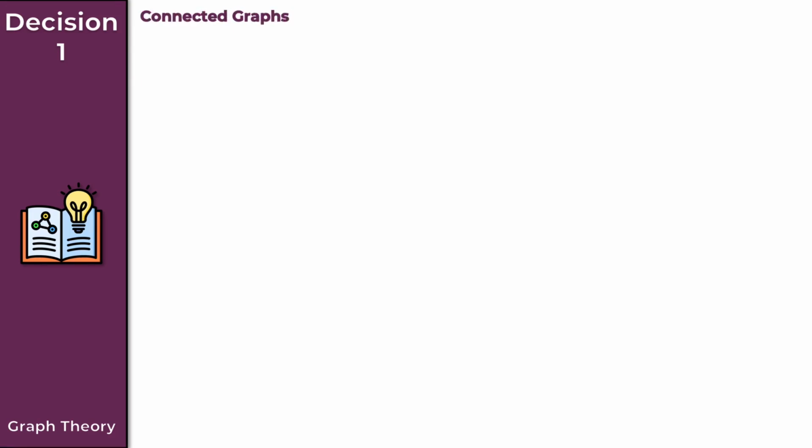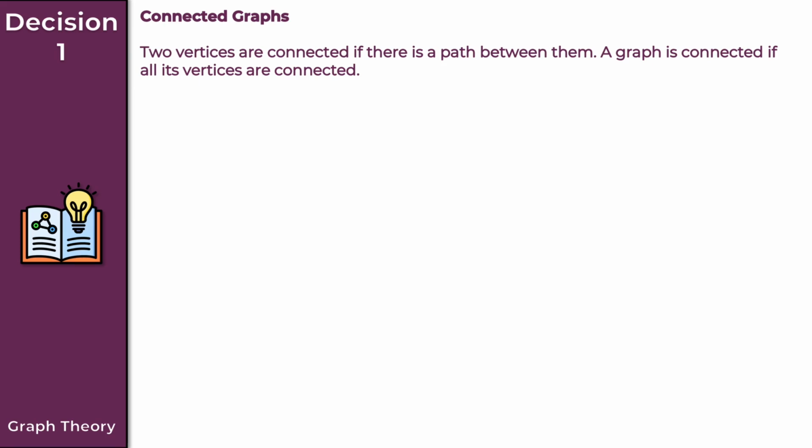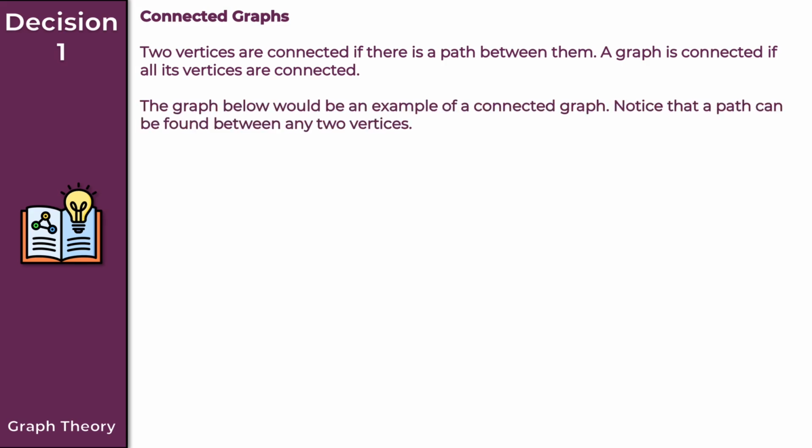So for the next section here, we have connected graphs. Now, two vertices are connected if there is a path between them. And we say that a graph is connected if all its vertices are connected. Now, the graph below here would be an example of a connected graph. And just notice then that a path can be found between any two vertices.